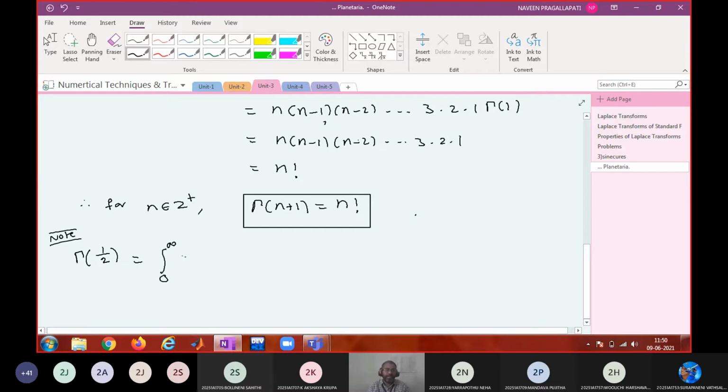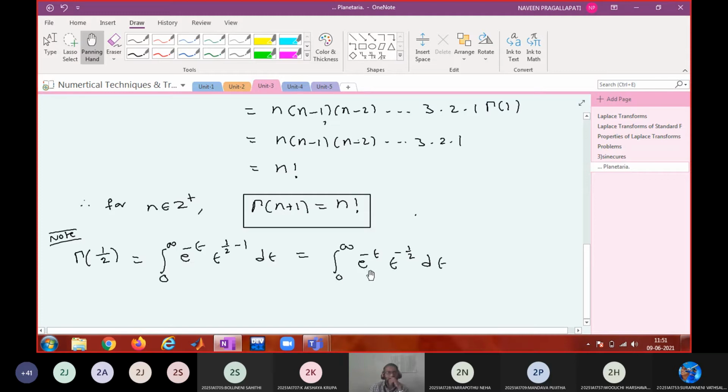0 to infinity e power minus t, t power 1 by 2 minus 1 dt. Agreed or not? Gamma of a is 0 to infinity e power minus t, t power a minus 1 dt. Agreed? So this is 0 to infinity e power minus t into t power minus 1 by 2 dt. Okay, now the problem is how to evaluate this integral. Can we get some value for this?